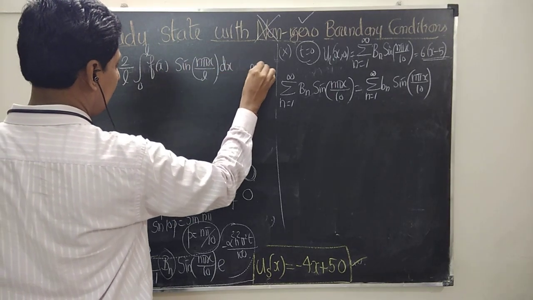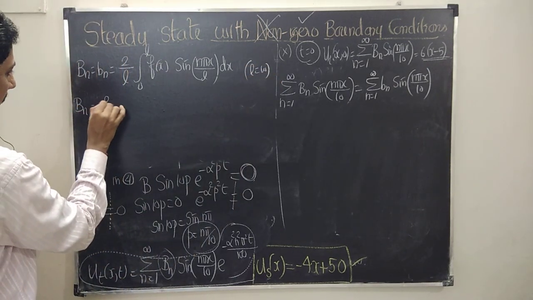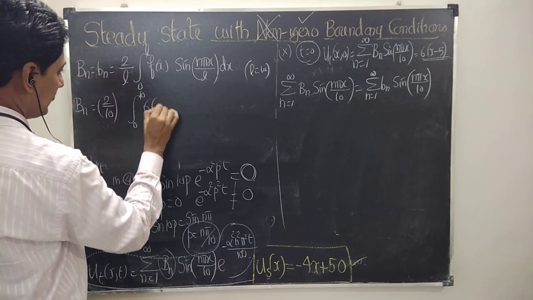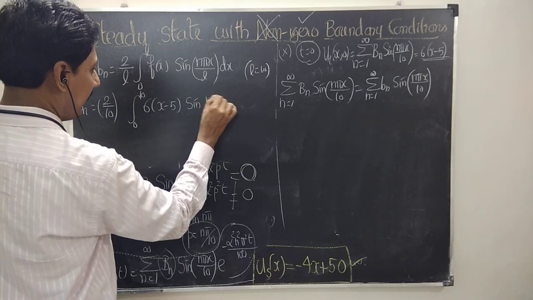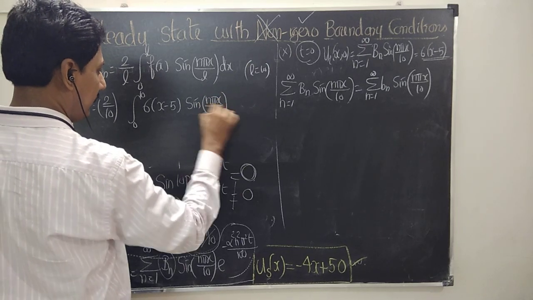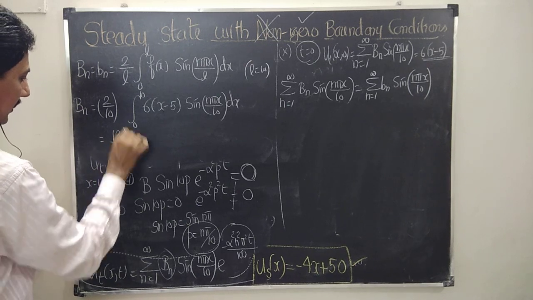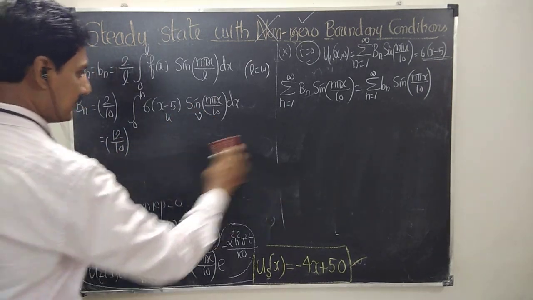But here my L is 10, so substituting L equal to 10, we get 2 by 10 integral 0 to 10 of (6x minus 5) into sine n pi x by 10 into dx. Let's take the 6 outside, it is 12 by 10. Let us use the Bernoulli formula. Let's apply the Bernoulli formula.